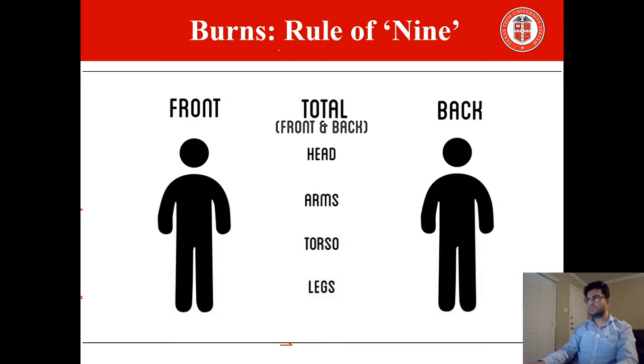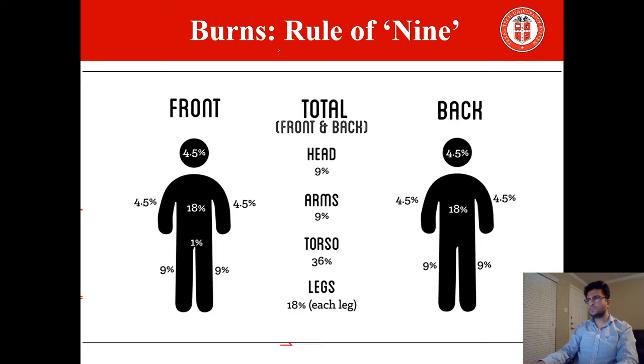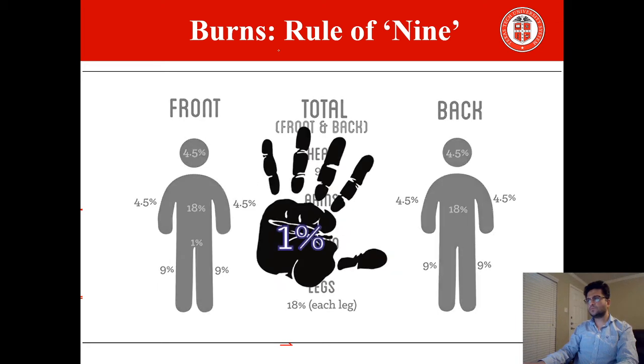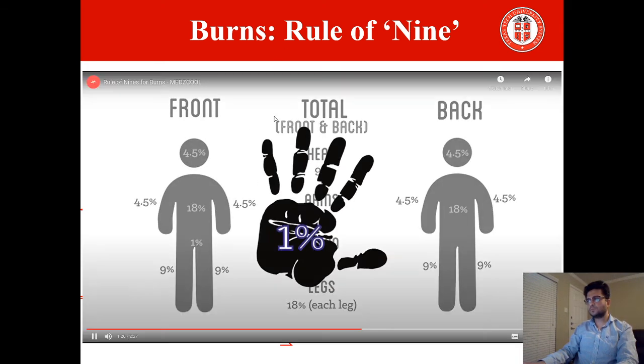Taking a look at the head, it is worth 4.5% for the front and the back, or a total of 9%. The torso is worth 18% for the front and another 18% for the back, giving you a total of 36%. The anterior and posterior arm are 4.5% each, for a total of 9% in each arm. The front and back side of each leg is worth 9%, for a total of 18% for each leg. Additionally, the groin area is worth 1%. You could also estimate a small burn area by measuring with a palm, which is equal to 1%.